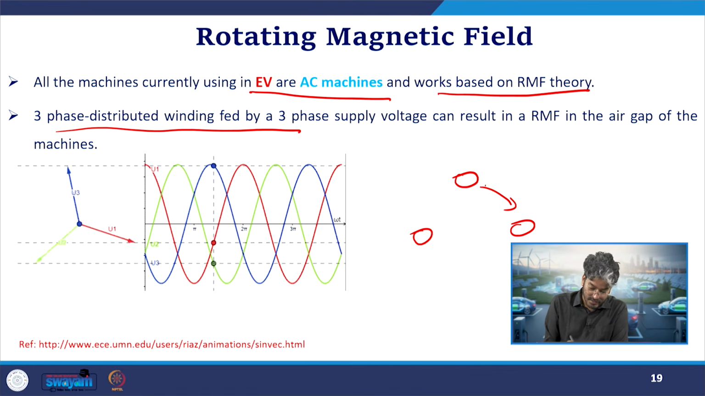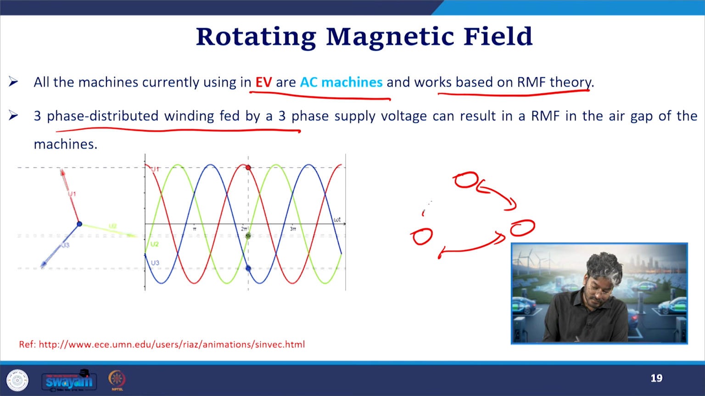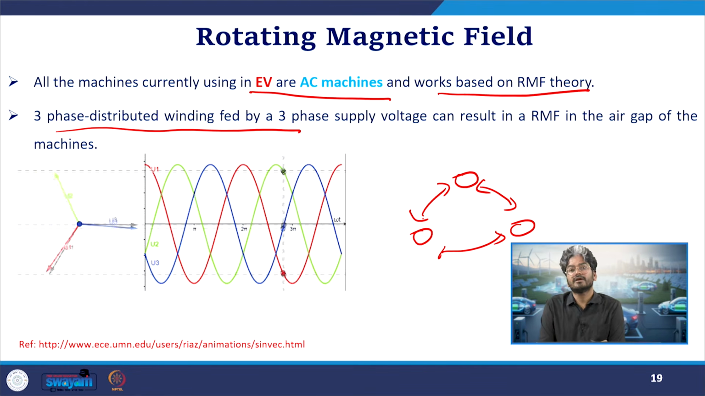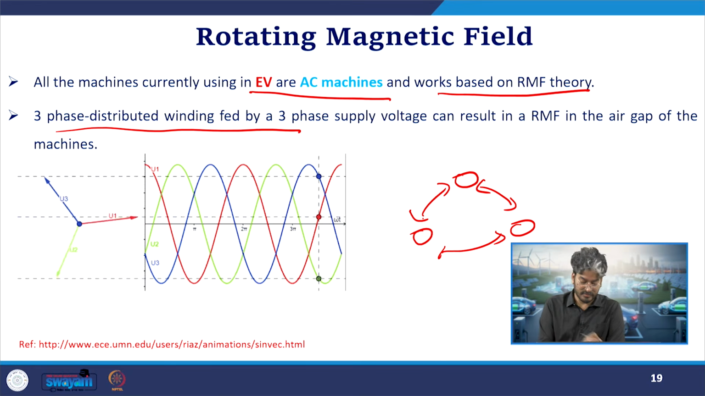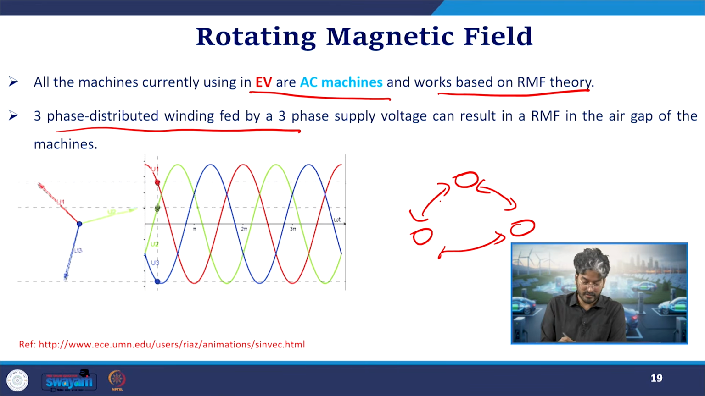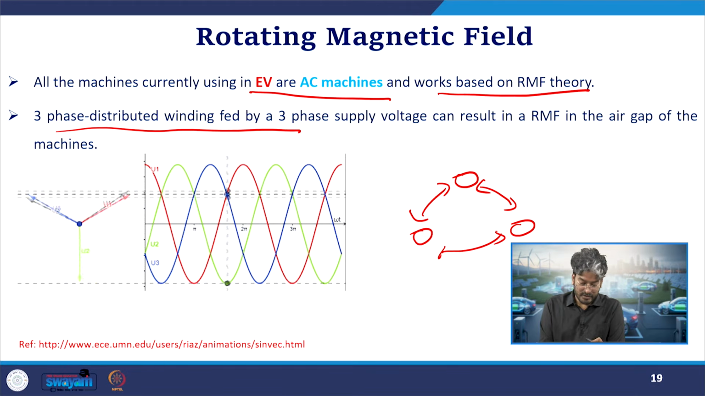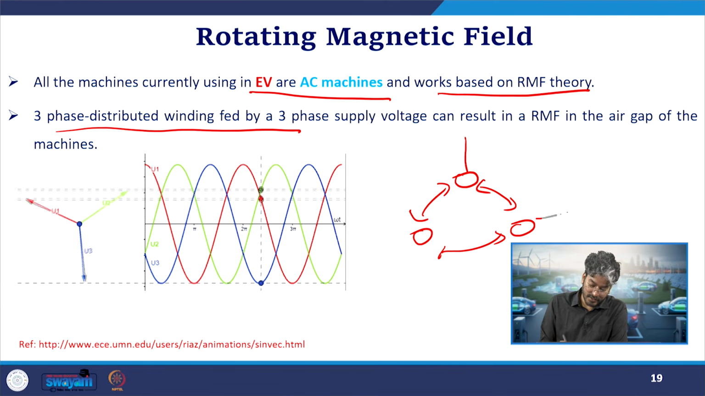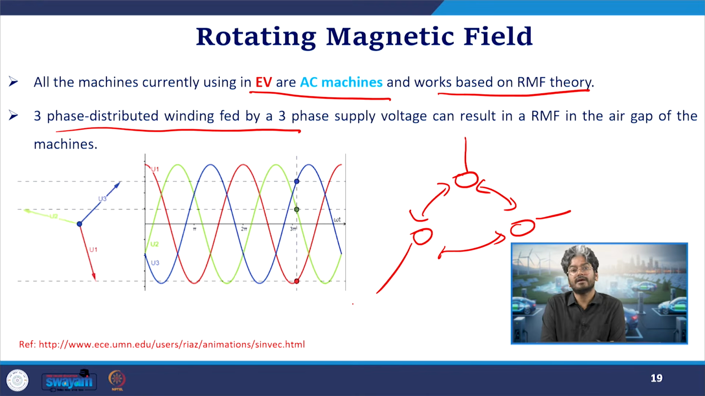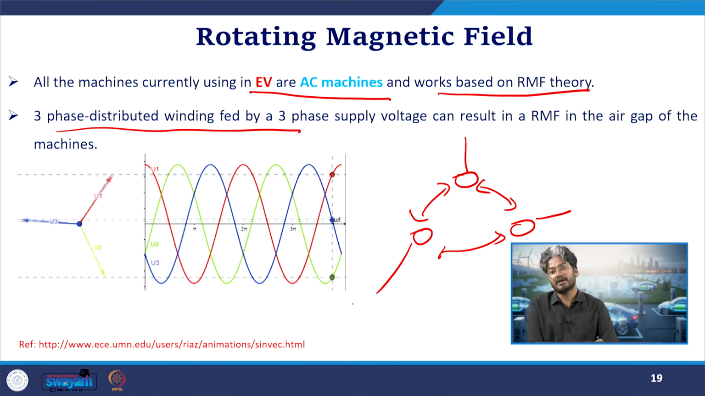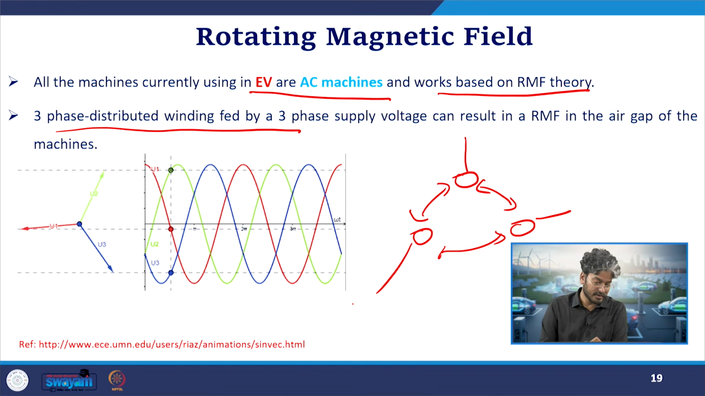That is, they should be having a 120-degree phase shift between them in space. Okay, so we are talking about the mechanical position on the stator circuit. Then it should be connected to balanced 3-phase supply. These are the two mandatory conditions which are required to have rotating magnetic field.